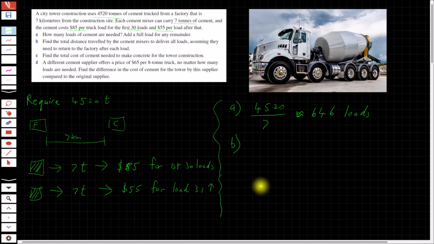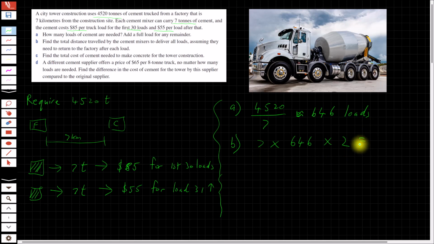Find the total distance travelled by the cement mixers to deliver all loads, assuming they need to return to the factory after each load. So they start at the factory, they go to the site, then they return to the factory. That's one complete load. So for that one, we have 7 kilometres times the number of loads. One load goes from the factory and delivers the concrete to the site, that's 646 of those. But every time it gets to the site, the truck needs to go back to the factory. So we times it by 2.